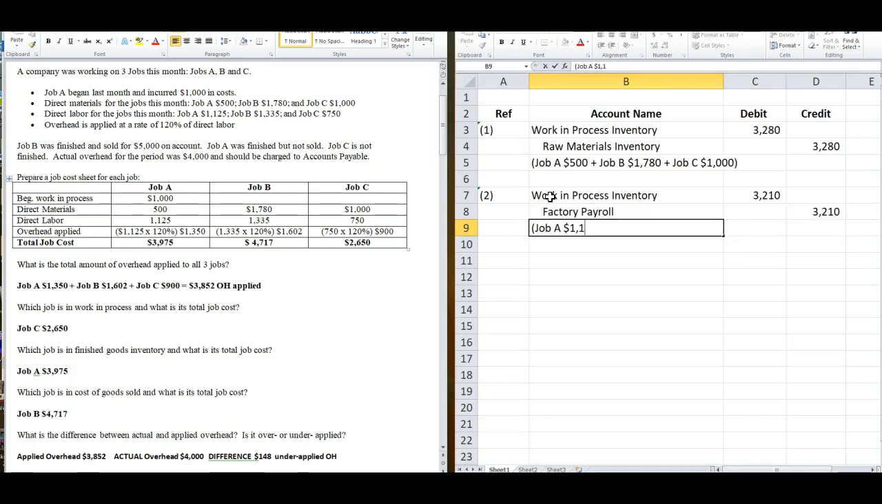So job A was 1,125. Job B was 1,335. And job C was $750.